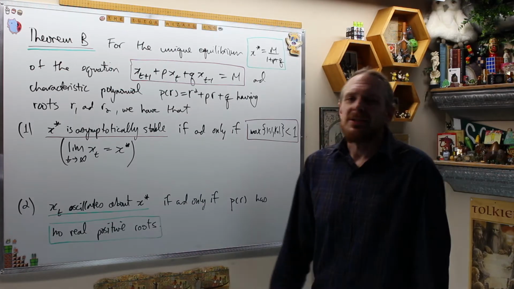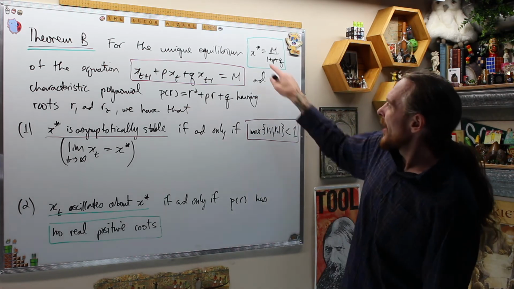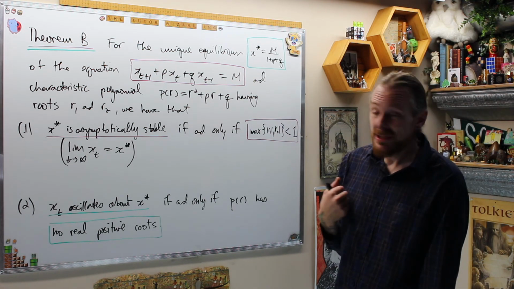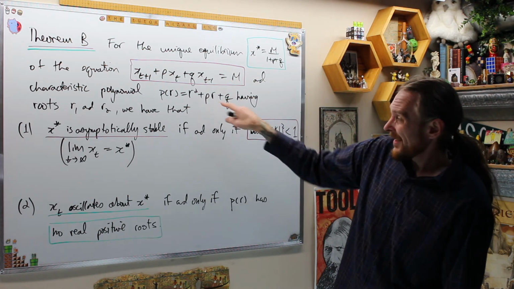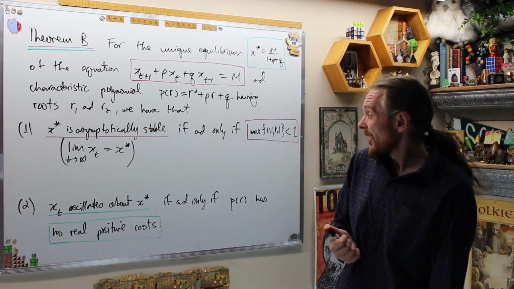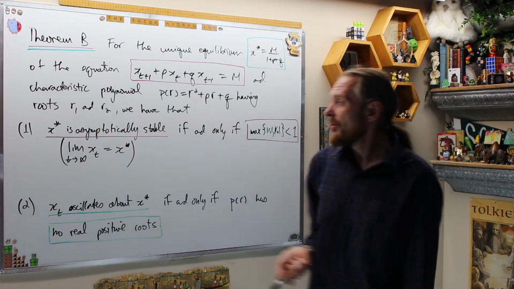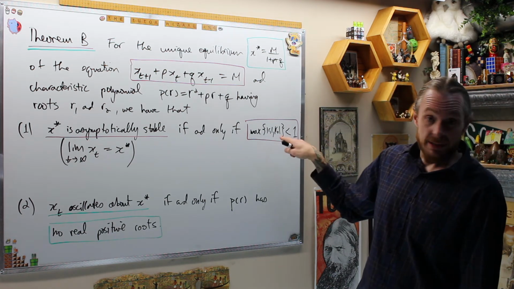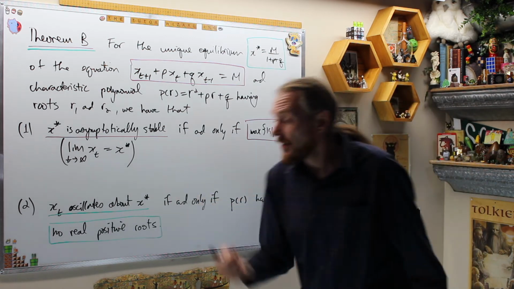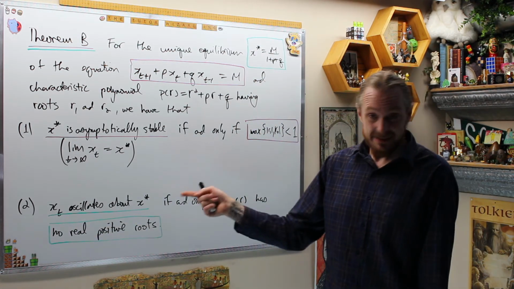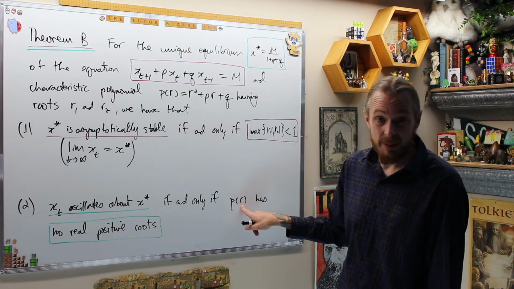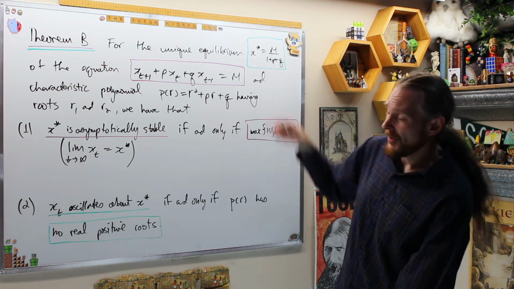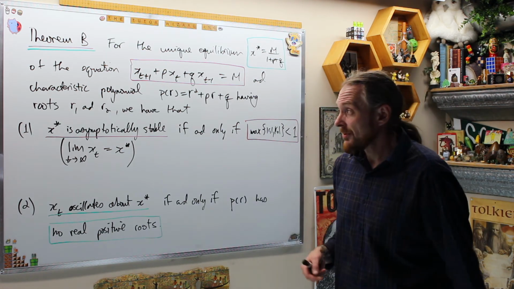Let's do that. To finish off, Theorem B is going to say, for the unique equilibrium x star, which is m over 1 plus p plus q, of this equation, which is the non-homogeneous case with constant coefficients and having the characteristic polynomial r squared plus p r plus q, which has roots r1 and r2: we have asymptotic stability if and only if the maximum modulus of these roots is less than 1. And we have that the solutions oscillate about x star if and only if the polynomial P of r has no positive real roots. Exactly analogous to Theorem A, except now for the non-homogeneous case. Let's do a couple examples and then we're done.